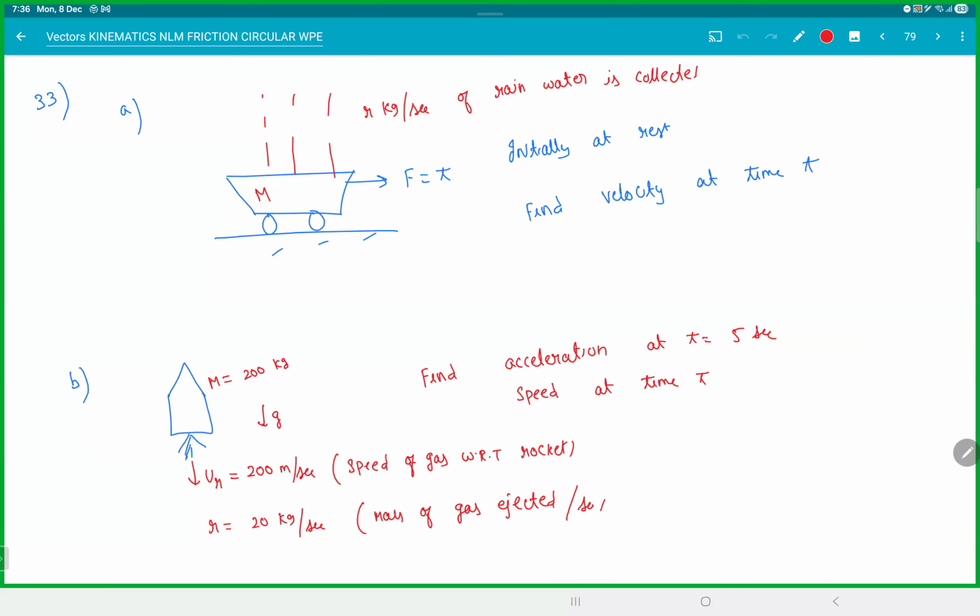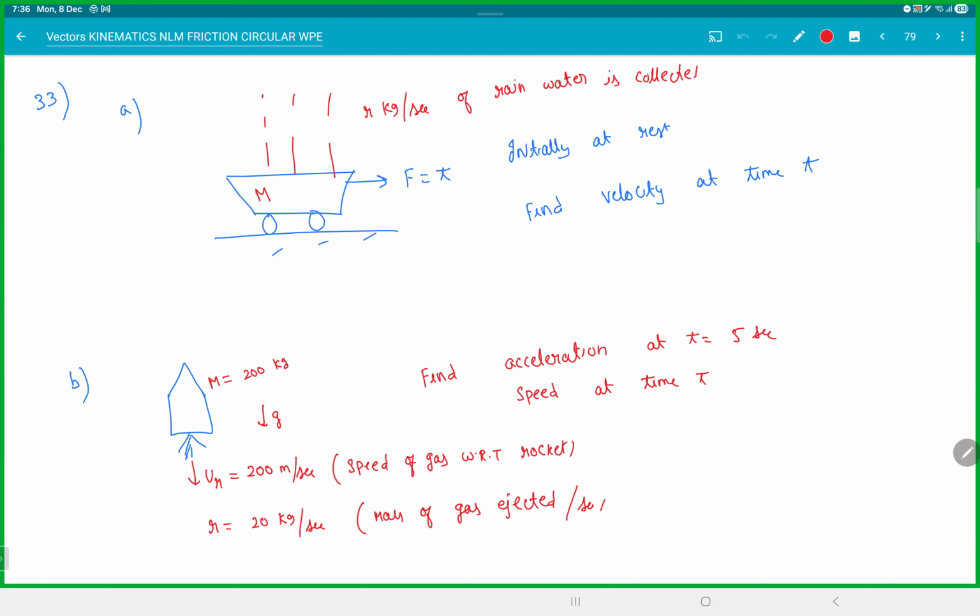Let's go ahead. Let's get these two. So we have a trolley there. Force F is equal to t, t is time, and every second r kgs of rainwater is falling into the trolley and getting collected. Find the velocity of the trolley after time t, initially at rest.